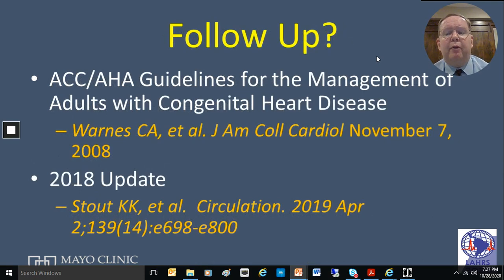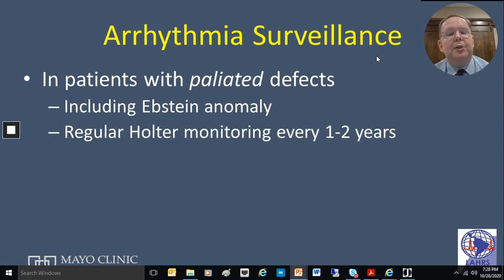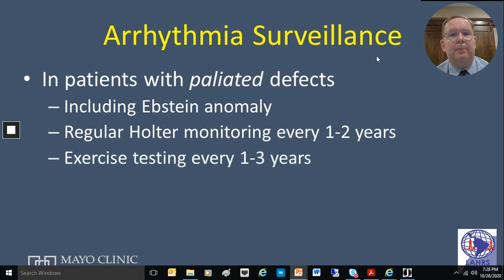So what do we do for follow-up as far as arrhythmias? And we'll take a look at the ACC AHA guidelines for the management of adults with congenital heart disease. We'll take a look at the 2018 update as well. So in patients with palliated defects, including Ebstein anomaly, the recommendation is regular Holter monitoring every 1 to 2 years. So because the arrhythmia burden is so high in these patients, a Holter monitor should be performed every 1 to 2 years.